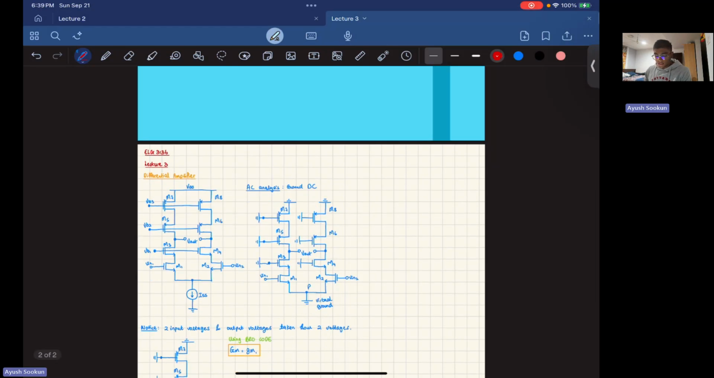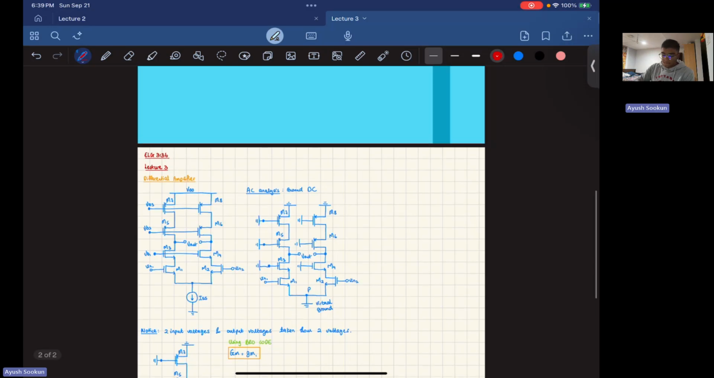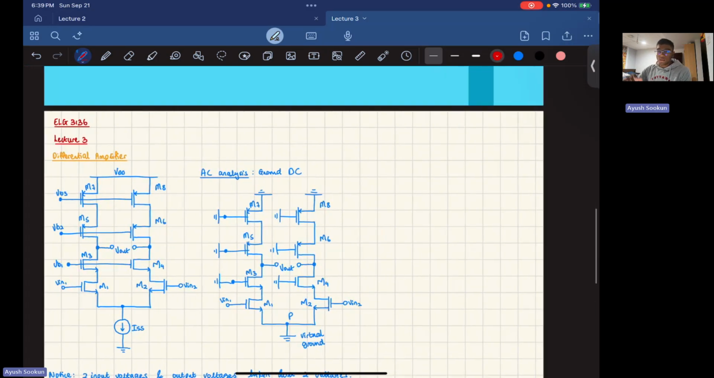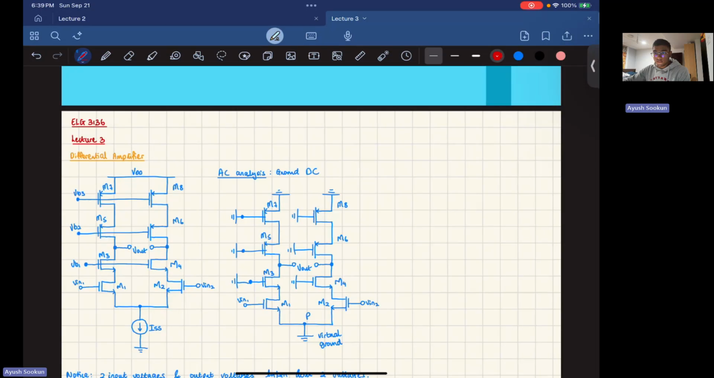Now, I want to motivate the need for a differential amplifier. In Electronics 1, we learned how to find the gain of a circuit, V out over V in. That's how you find your gain. However, in the real world, when you have an input voltage, it's the input voltage plus some noise.